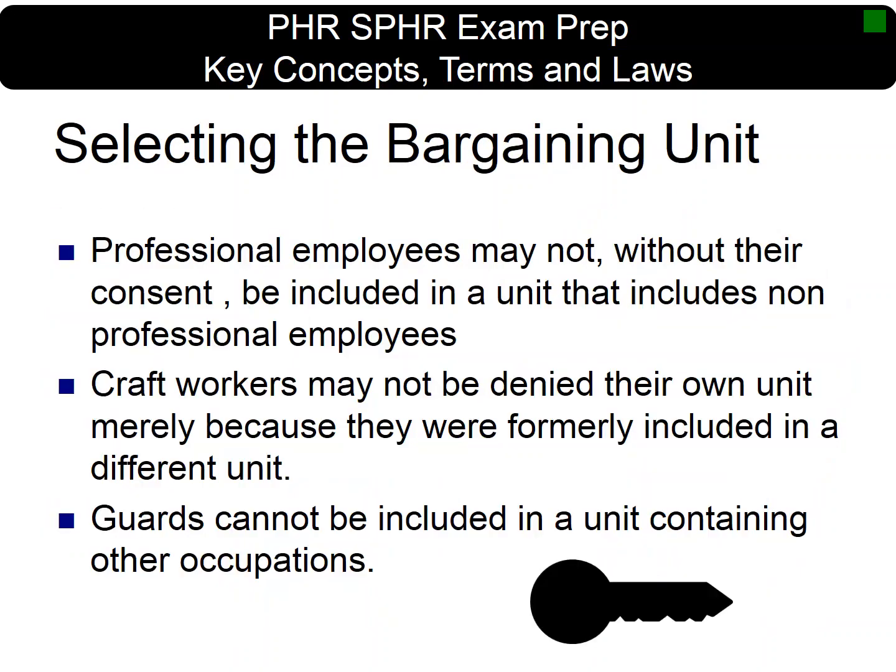The NLRA establishes the following rules regarding the formation of bargaining units. Professional employees may not, without their consent, be included in a unit that includes non-professional employees. Craft workers may not be denied their own unit merely because they were formerly included in a different unit. Guards cannot be included in a unit containing other occupations.